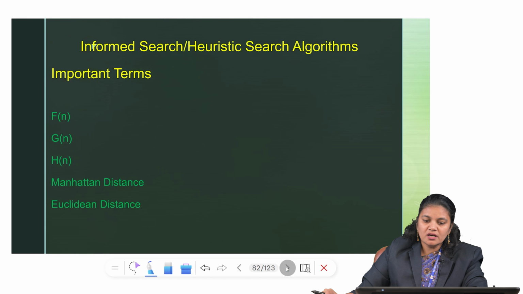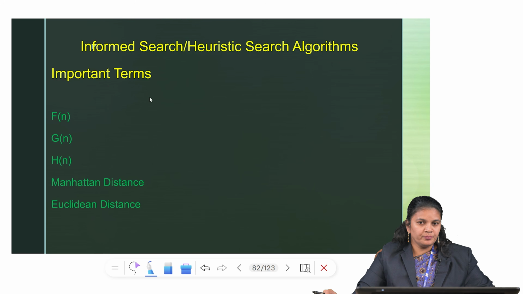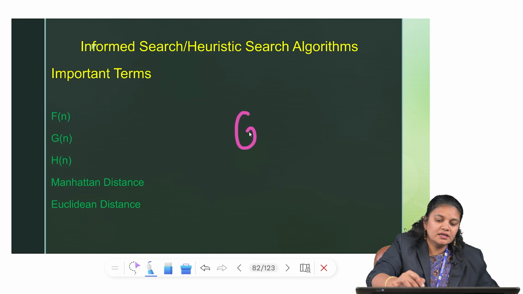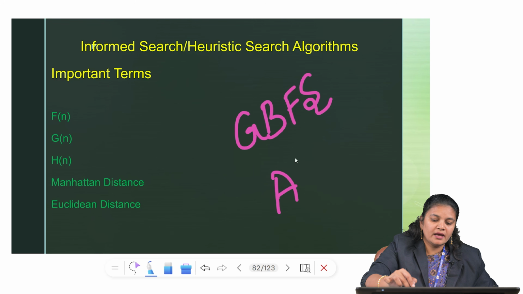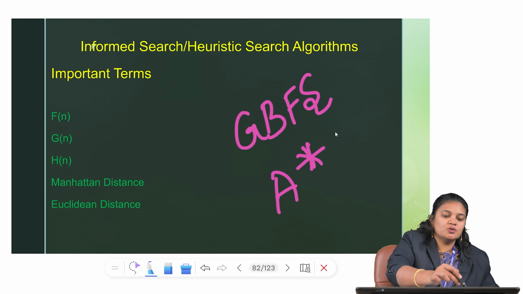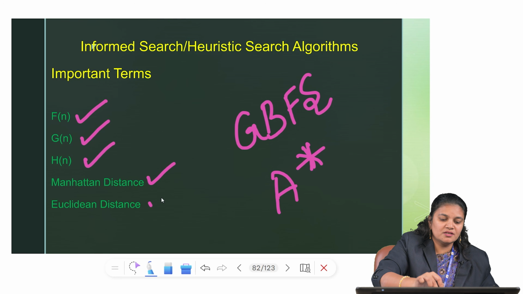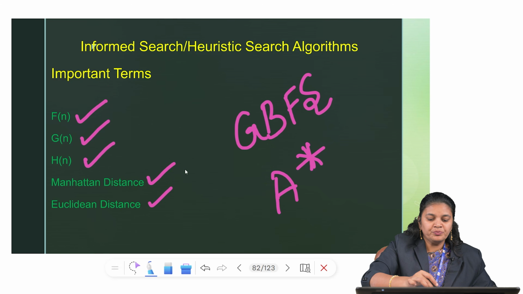Now let's move to the informed or heuristic search algorithm. So two different algorithms we are going to deal here. One is greedy best first search algorithm, and another one is A-star algorithm. Some of the important terms, that is, the prerequisite, important terms that we should know here in order to work on this. We should know about f of n, g of n, h of n, Manhattan distance, and Euclidean distance.